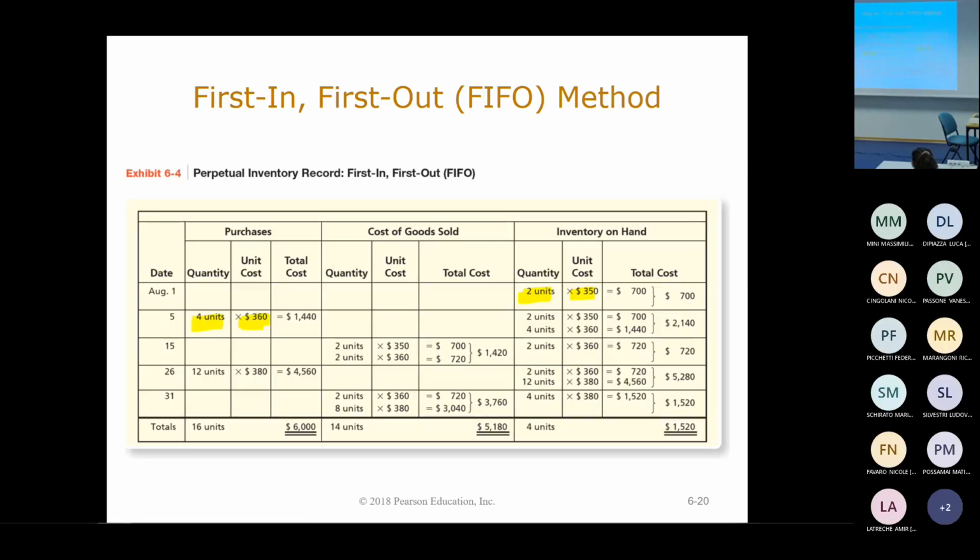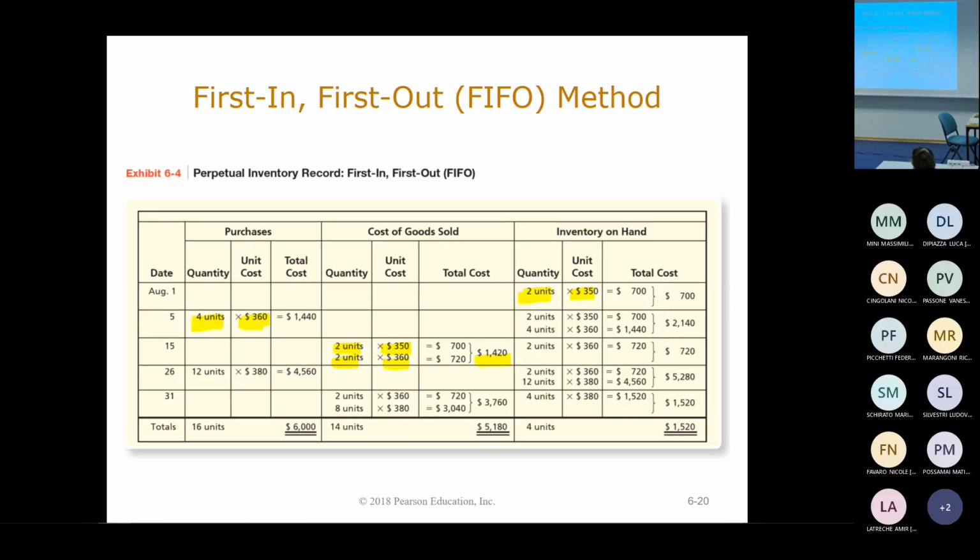Now, if you use FIFO, we are going to sell the oldest units. And the oldest units are those that measure at 350, so 2 units at 350. And we're also going to sell 2 units at 360, which is the second purchase. Okay, so you see here, we sell 2 units at 350 and another 2 units at 360. So we get a total cost of goods sold.